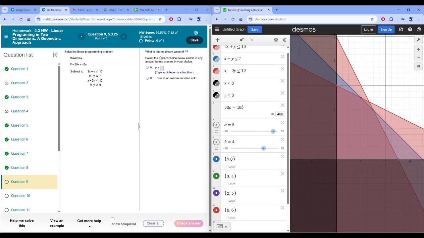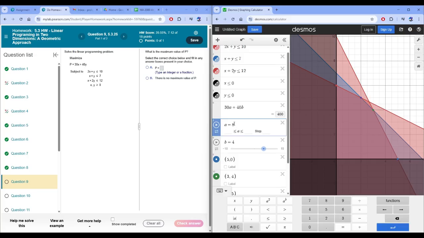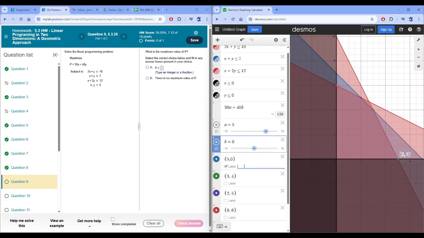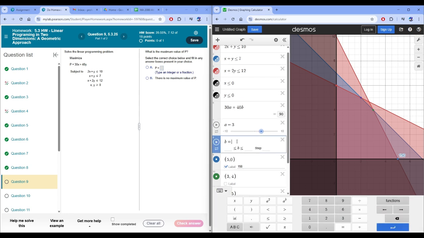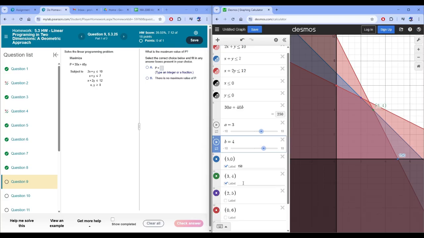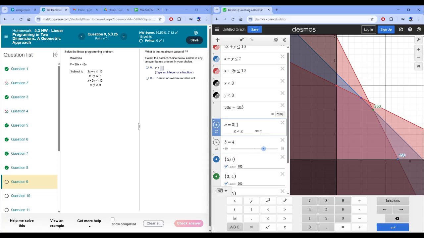So now, what is the maximum value of P? I guess let's just do 5, 0, right? The next question is literally going to ask me for that, so that one's 150. So can I label this as 150? Alright. Next one's 3, 4. And I'm going to label that as 250. And then let's see, we got 2, 5, so let's go here. So 2, 5, that's going to be 260.